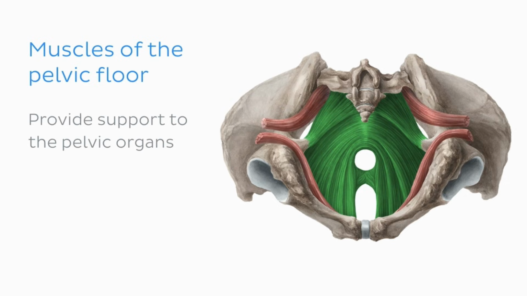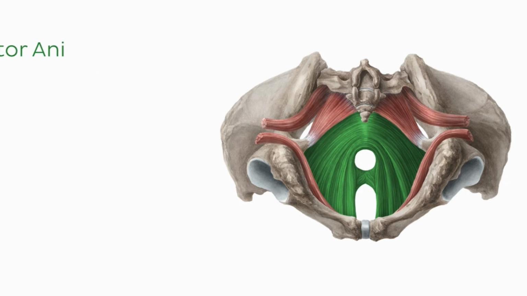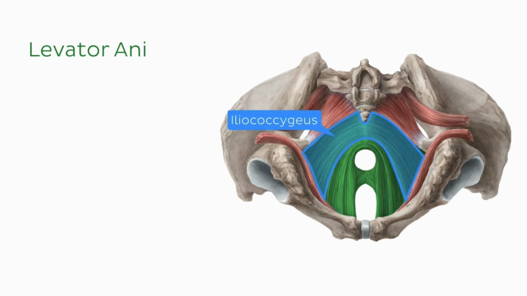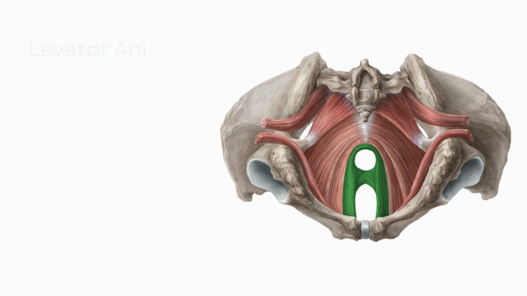So let's have a look at each of these muscles in turn. First up, we can see the entire levator ani muscle highlighted in green. Remember, it consists of three muscles which more or less blend into each other: the puborectalis, the Pubococcygeus, and the Iliococcygeus. The first part of the levator ani we'll look at is the puborectalis.